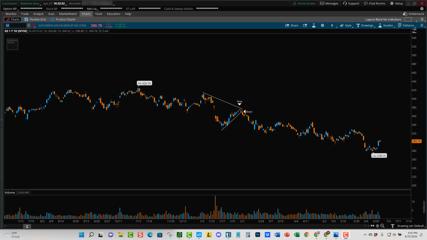This video is going to be about symmetrical triangles and how to trade them. They are a neutral pattern, but they can go either way, so they can be bullish or bearish. And typically they go with the trend overall.